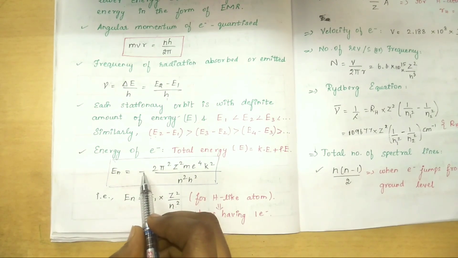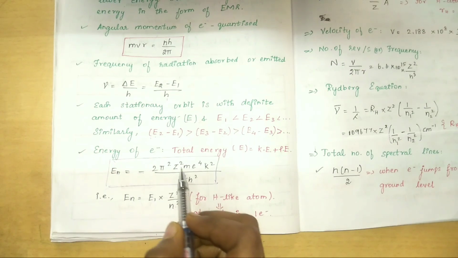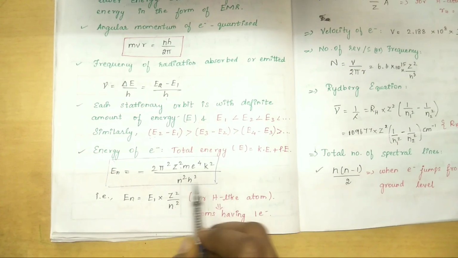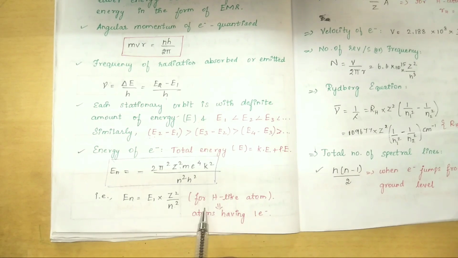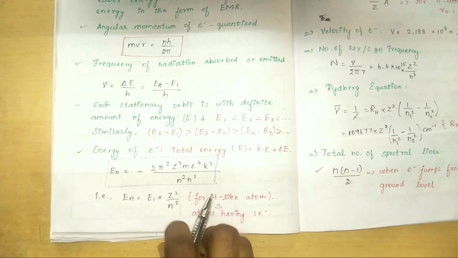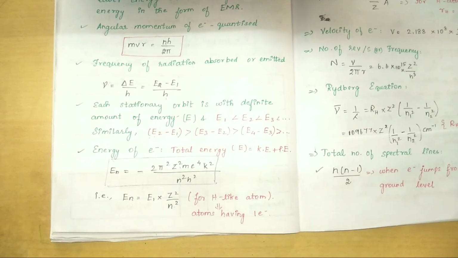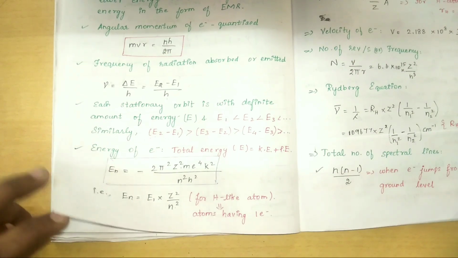Likewise, here it is minus 2 pi square z square m e power 4 k square divided by n square h square. Here En is equal to the first state of energy into z square divided by n square. It is for hydrogen like atoms, which means atoms having only one electron like hydrogen. They are called hydrogen like atoms.